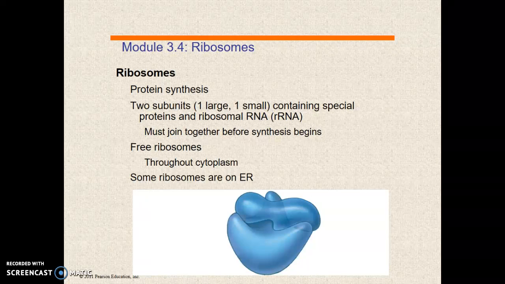Ribosomes are the protein factories. They are essential for protein synthesis. They're produced inside the nucleolus, which is inside the nucleus. It's composed of 2 subunits, and each is made of ribosomal RNA and proteins. Some of these ribosomes are attached to the ER. This makes it rough ER, and some are free throughout the cytoplasm.